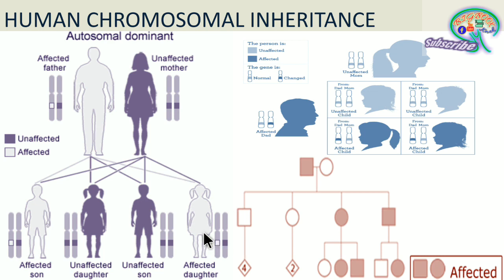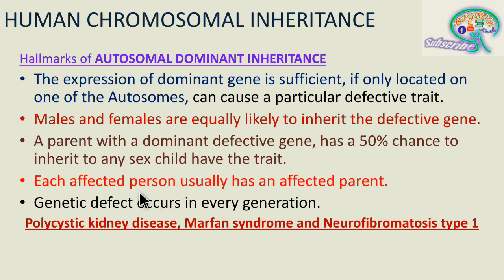So these affected individuals are going to have an affected parent here. That is what it means: an affected person usually has an affected parent, with a 50% chance of passing the trait to a child of any sex.